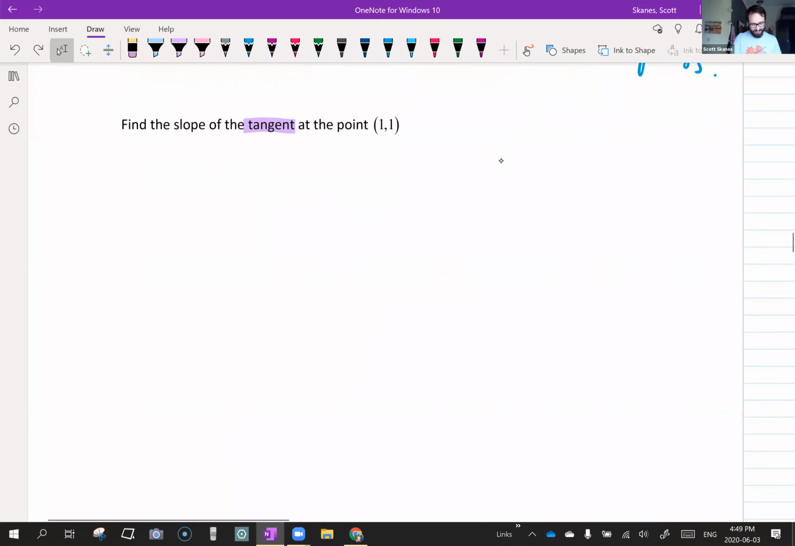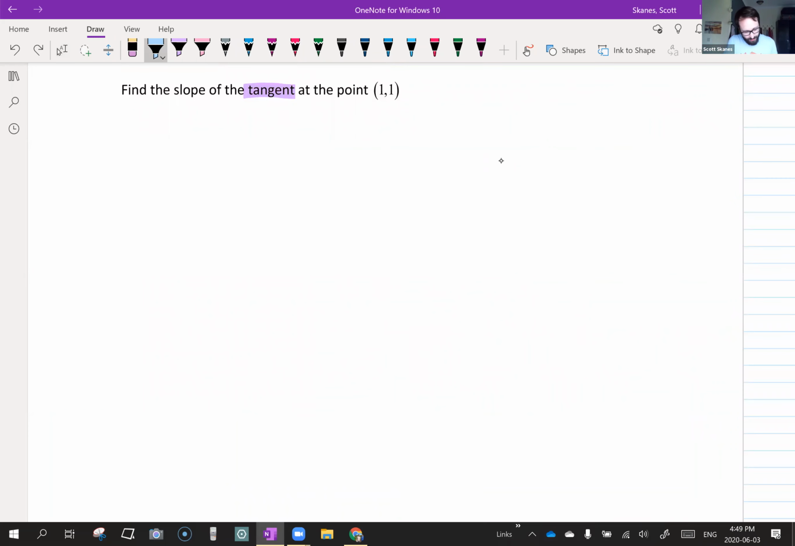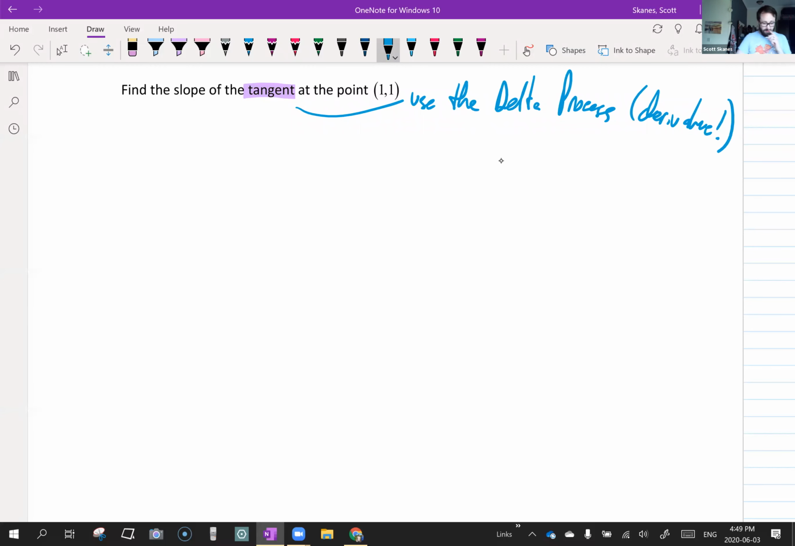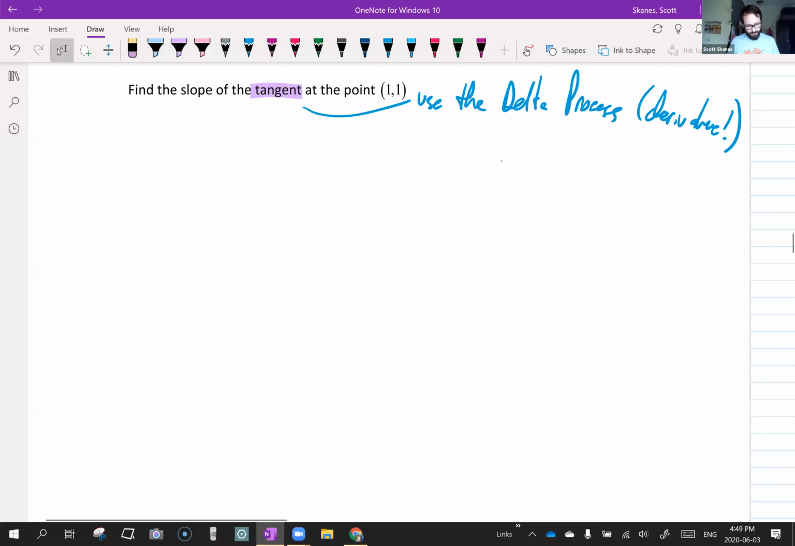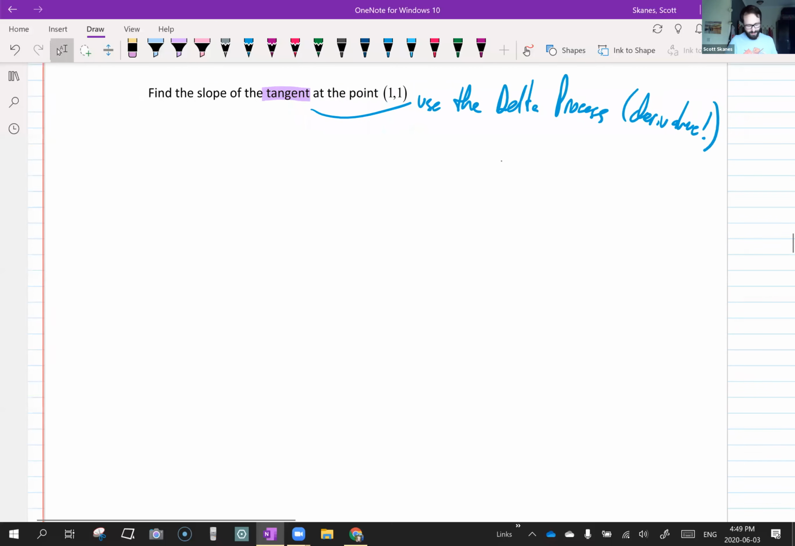Let's do the slope of the tangent at the point 1, 1. If you want the slope of the tangent, use the delta process, also known as the derivative. All right, hold on to your butts. It's going to get worse before it gets better, but I promise you it will get better, okay?